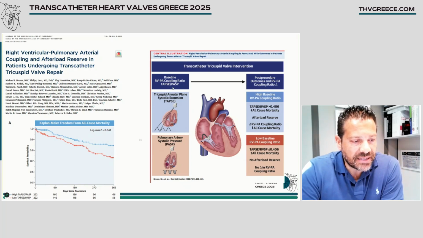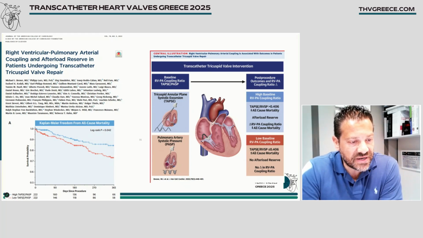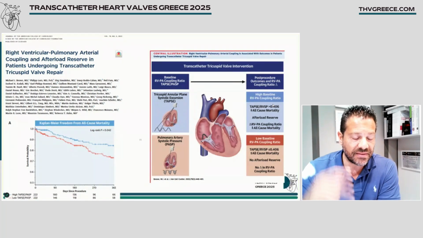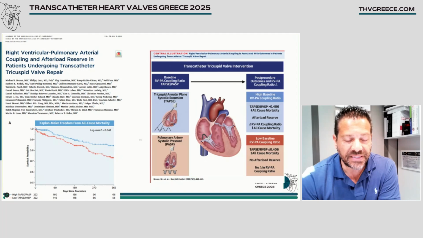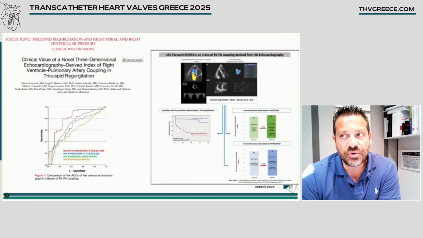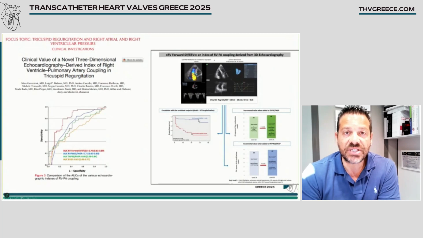RVPA coupling is TAPSE towards PASP. The ratio is very important, with a cutoff value of 0.4. If we have a high index, then these patients will have better outcomes after edge-to-edge repair. And there are some new methods that can also include 3D echo to check the RVPA coupling.